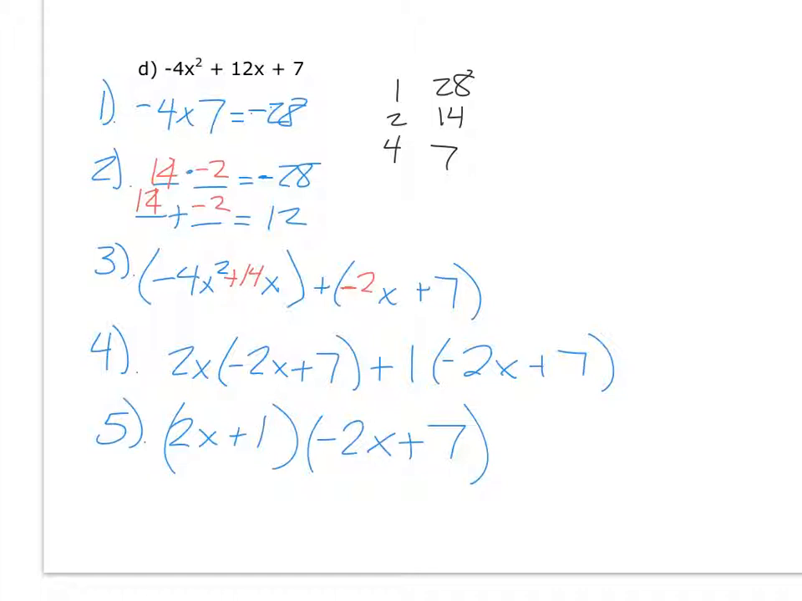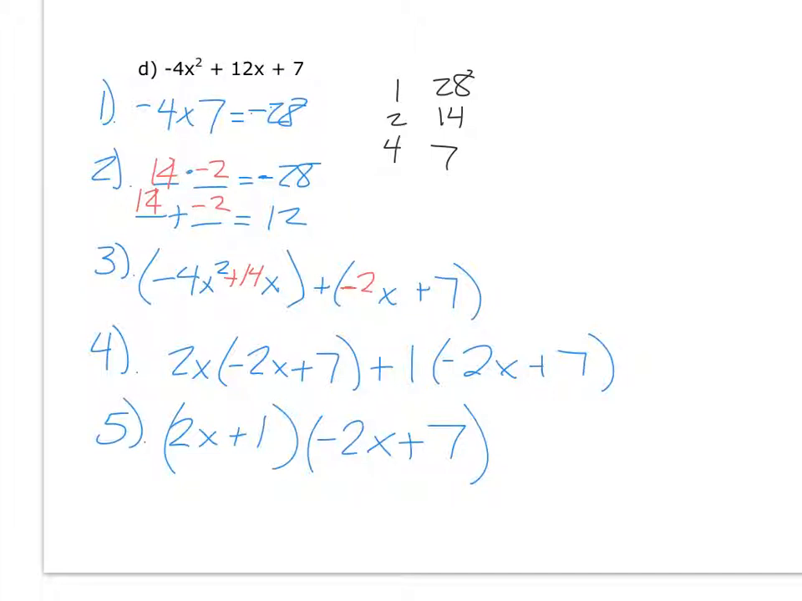On letter D, another kind of interesting thing came up that will happen from time to time. We have a negative for one pop-up. Negative and a positive gives us a negative factor. I listed my factors of 28 out, and again, I know that because this is negative that one of these two numbers is negative, and what I look at is the fact that this is positive 12, so I want the 14 to be positive, the 2 to be negative. Again, negative 4x plus 14x plus negative 2x plus 7, and then I factor out what I can.